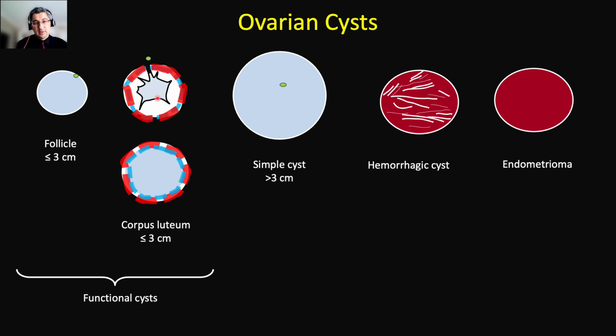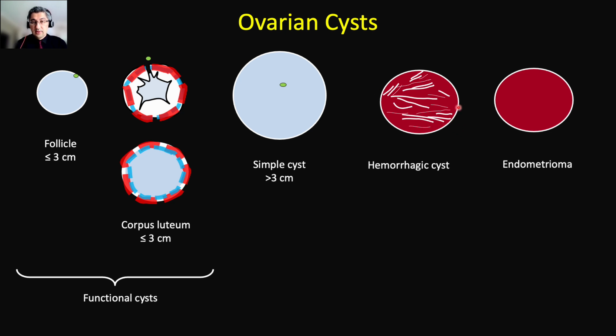And sometimes we don't see the thick wall, but we still see the vascularity in the corpus luteum cyst, and Doppler is very helpful in diagnosing these cysts. These are functional cysts, asymptomatic, and they don't need any follow-up. But sometimes the ovum in the ovary does not leave the follicle, and the follicle continues to grow, and over 3 centimeters it is called an ovarian cyst.